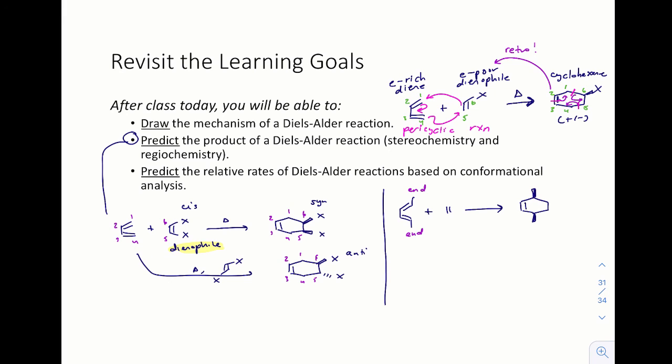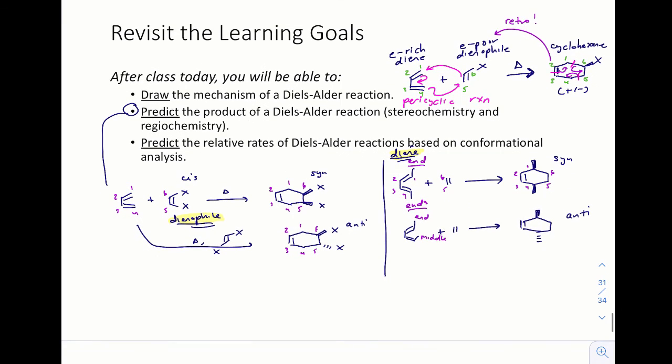We discussed ends and middle. If both groups are on the end of the diene, then they will be syn in the product. And if one group is on the end and the other is in the middle, then those substituents will be anti on different faces in the product. And then sometimes the relationship between the stereochemistry on the diene and the dienophile matters. In other words, there are two possibilities that can be distinguished between.